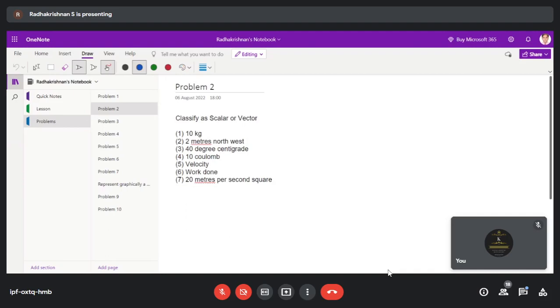So what about 20 meters per second square? Scalar, sir. Scalar. Vector. Yeah, this is acceleration, right? Meters per second square is acceleration. So acceleration has to be in a direction. So it's a vector.